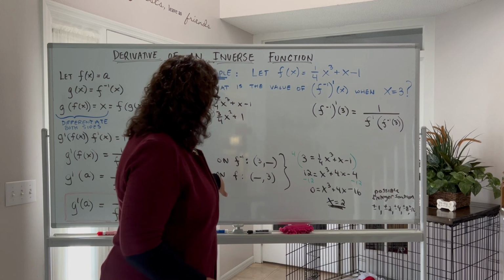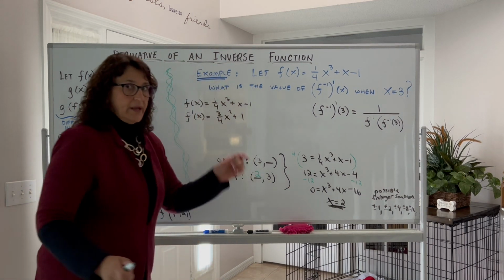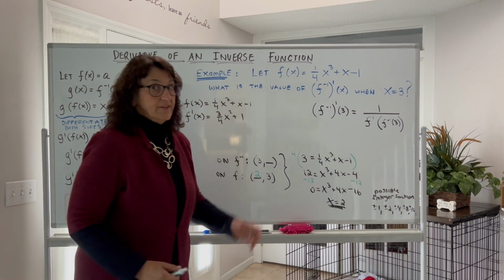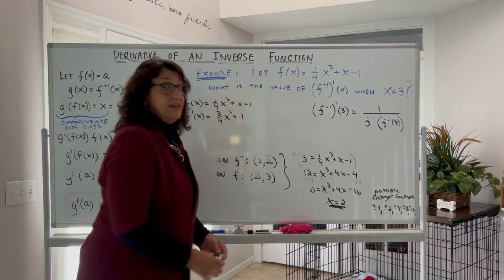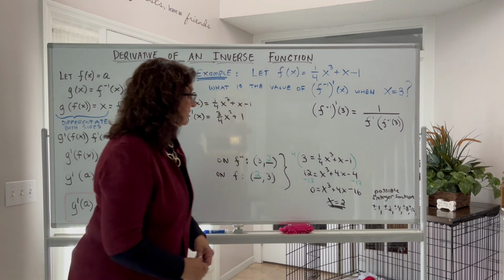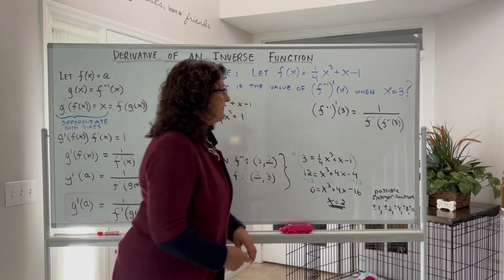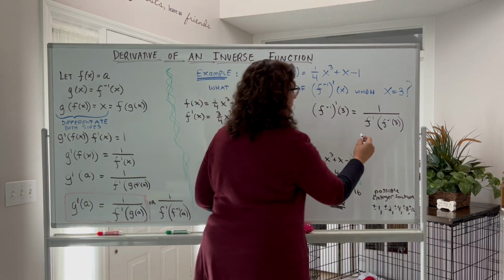So on my function, when y is 3, x is 2. We know the point (2, 3) is on the function. If (2, 3) is on the function, then (3, 2) is on the inverse. So we've got the number we need: when x is 3 on the inverse, the y coordinate is 2, so we can substitute that in.